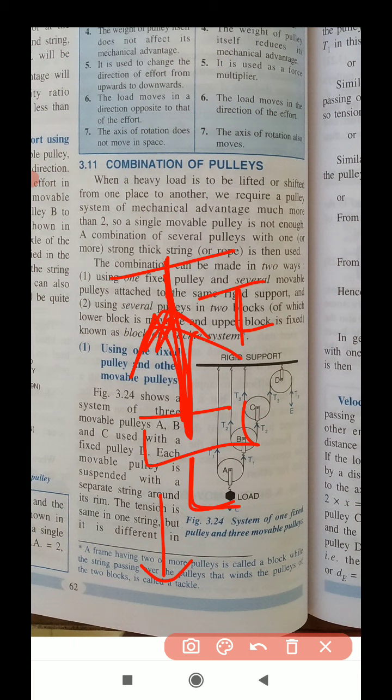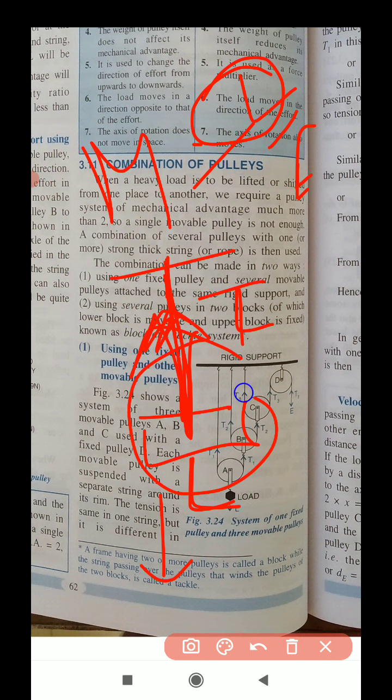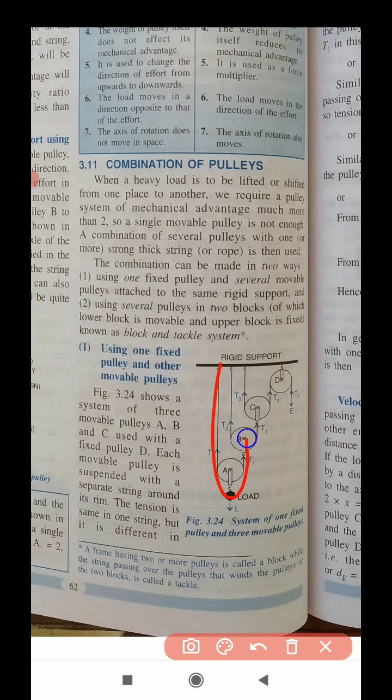to calculate the mechanical advantage, because mechanical advantage is equal to load by effort. The load is balanced by these tension forces, because there is a rope. If we consider the string to be massless, the rope or string, then only the tension force is balancing these three pulleys and this load.